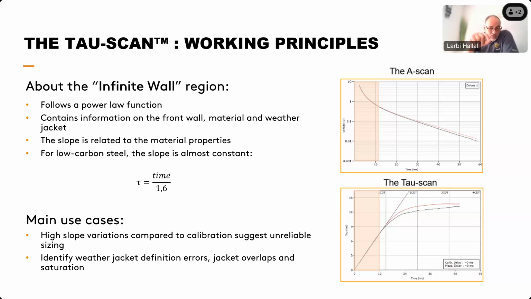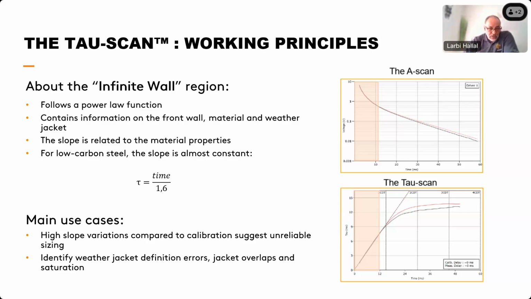It will also help, this region in particular, identifying if you have a weather jacket definition error, because we have a delay coming from the weather jacket. If you have an aluminum jacket, a stainless steel jacket or a galvanized one, all those three will have different delays that will be taken into account, and it's important to know these values. So it's part of the training that we give when people attend the PEC training. So it's important to look at this.